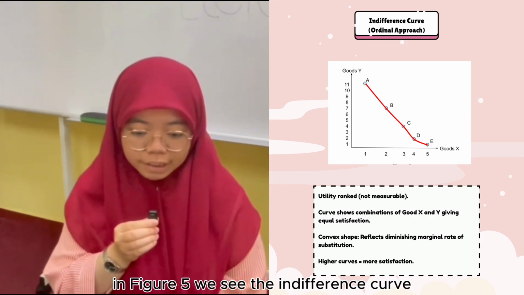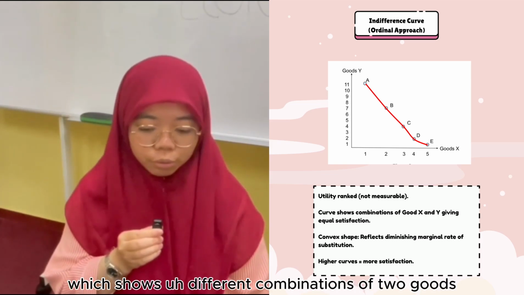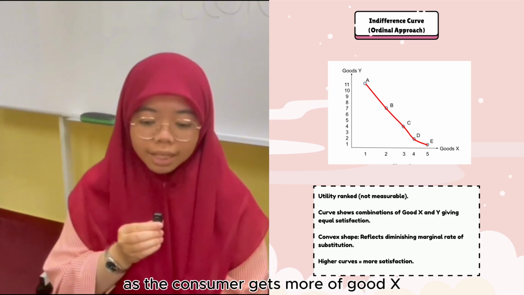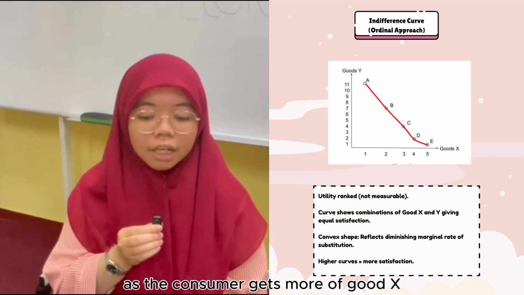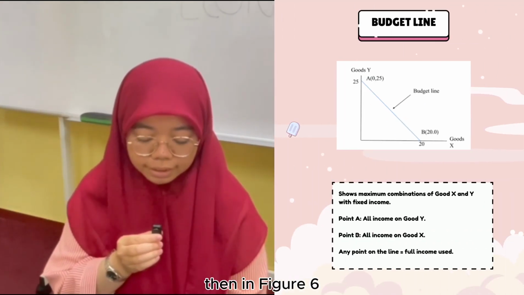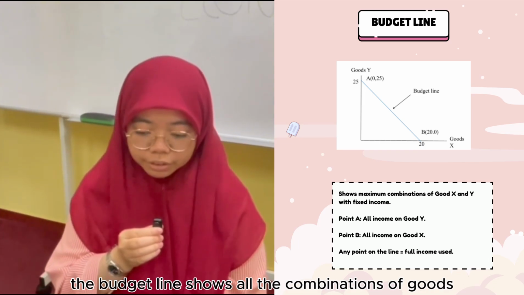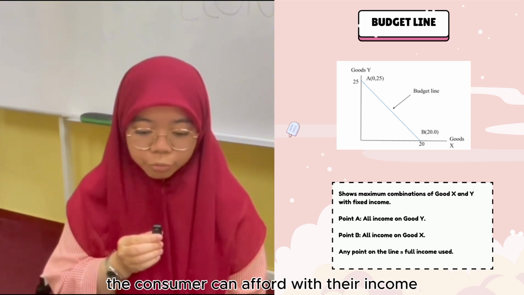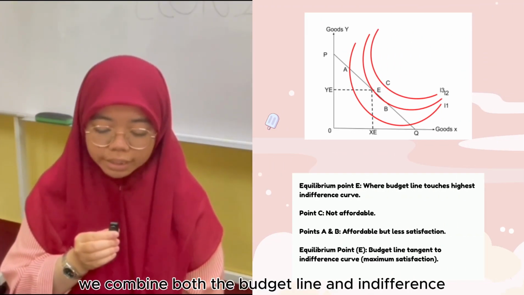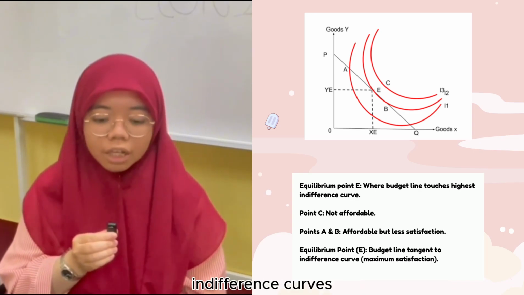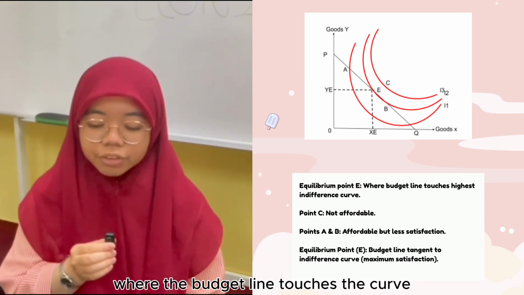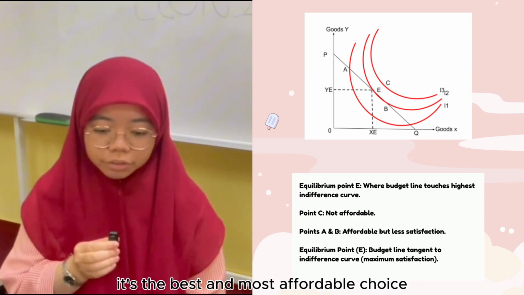In figure 5, we see the indifference curve, which shows different combinations of two goods that give the same level of satisfaction. As the consumer gets more of good X, they give up some of good Y but remain equally happy. Then, in figure 6, the budget line shows all the combinations of goods the consumer can afford with their income. Finally, in figure 7, we combine both the budget line and indifference curves. The consumer reaches equilibrium at point E, where the budget line touches the curve. This is the best and most affordable choice for the consumer.